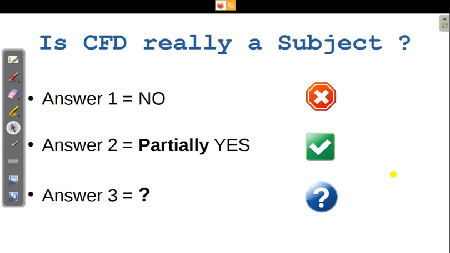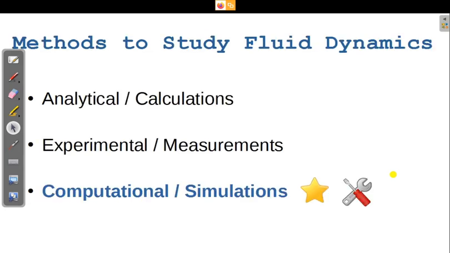Moving ahead, we have a question: is CFD really a subject? If you ask me at first hand, I will say no. Persistently, if you ask, I might say yes. If you firmly ask whether this is really a subject or not, I have a different answer. We will move ahead and see what that answer is.